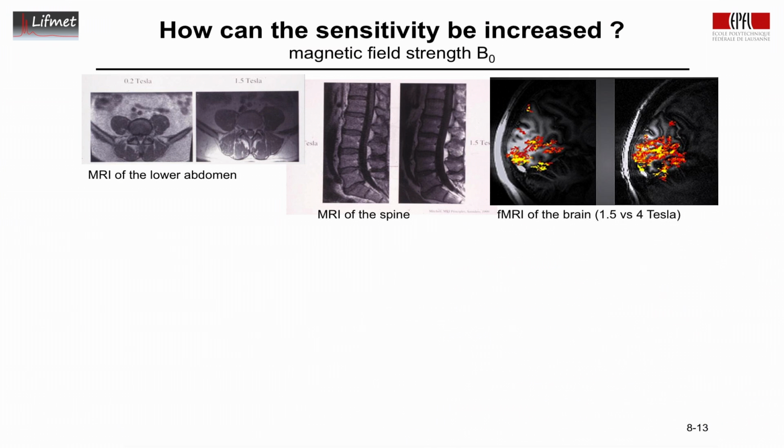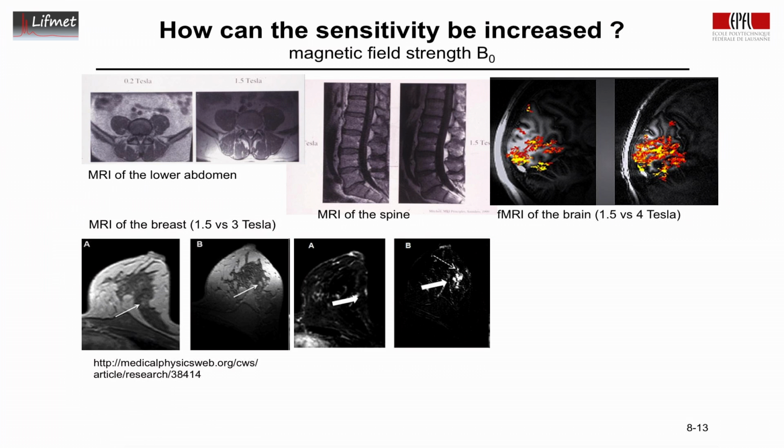Here's another example, brain function. It's functional imaging. We'll discuss that in lecture 12. This is a comparison of 1.5 with 4 Tesla. Clearly, the sensitivity increases substantially with higher magnetic field.